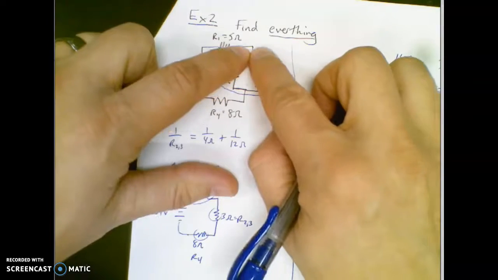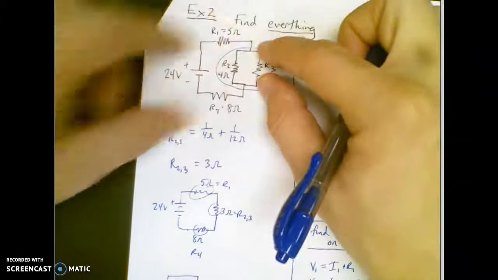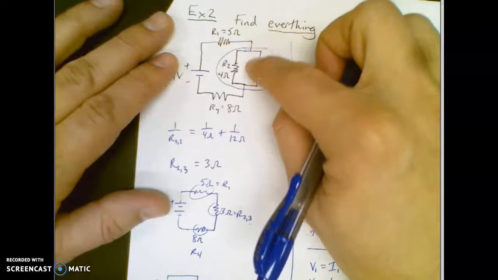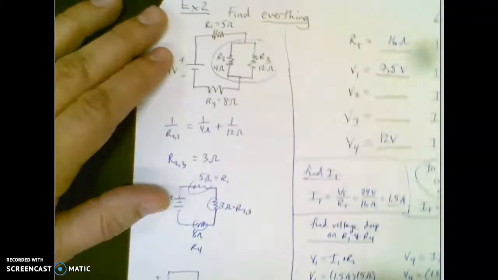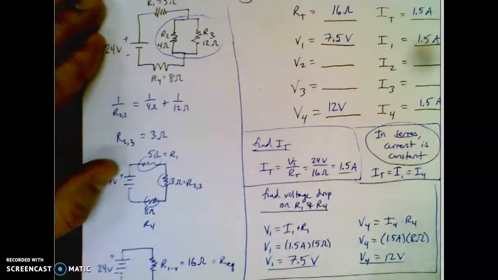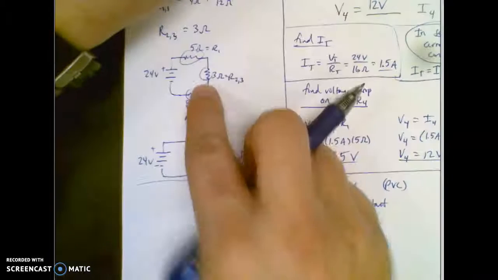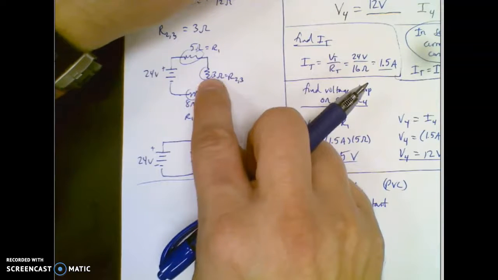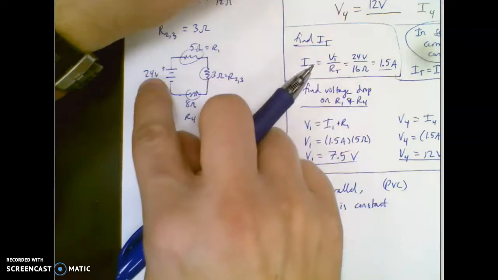Well, what that means is I know my current breaks up over these two branches, but it's like a stairwell. They both go down the same amount. So the voltage drop here has to be the same on R2 and R3. So good old subtraction is going to be our friend. You can do this two ways. One, you could say, I know that their total resistance is 3 and their total voltage is 24.